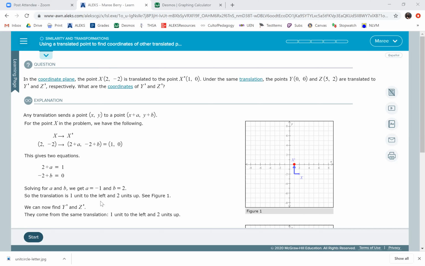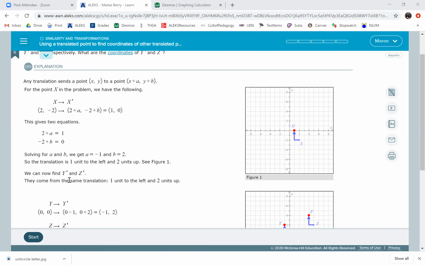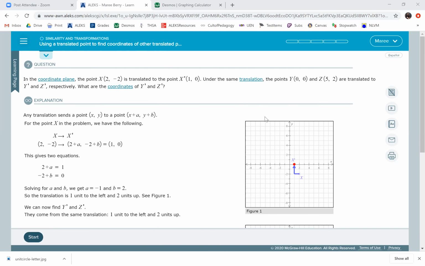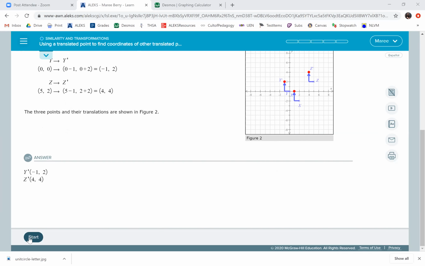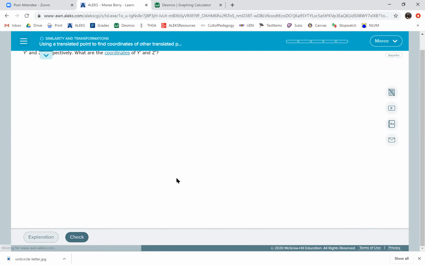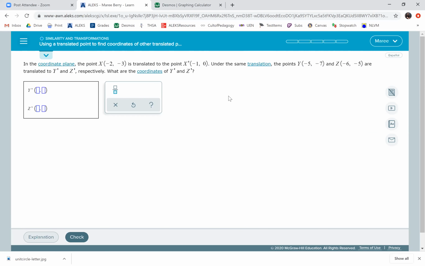So let's see if they got that here. So they minused 1 from the x and added 2 to the y. So if we're going to move (0, 0), when we subtract 1, we get -1, and when we add 2, we get 2. On this point, when we subtract 1, we get 4. When we add 2, we get 4. So it should be (-1, 2) and (4, 4). So it's kind of cool if you can just figure out what is done on the first point, then you can go ahead and do that particular thing to the other one.